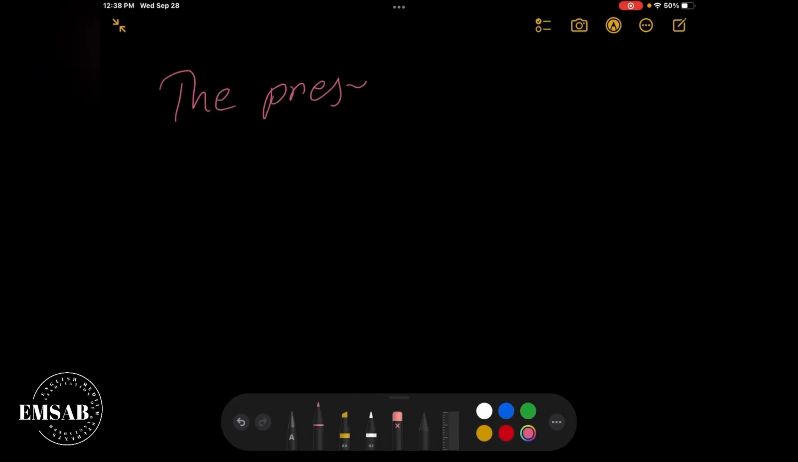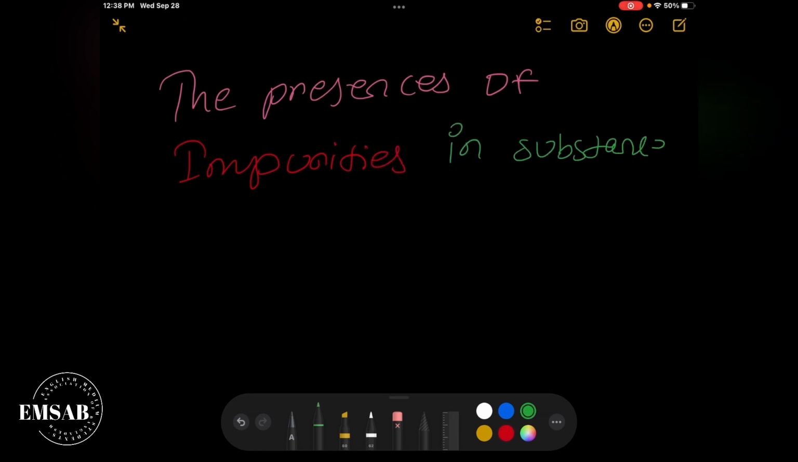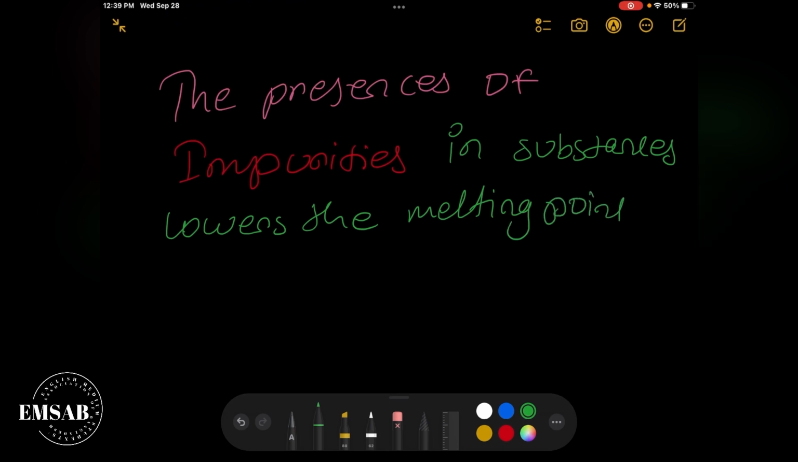Another thing you should take note of is that the presence of impurities in substances lowers their melting point, however, it raises the boiling point.